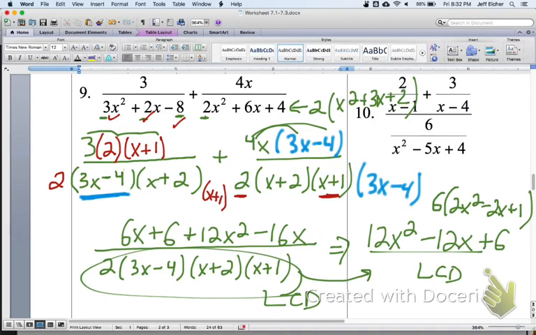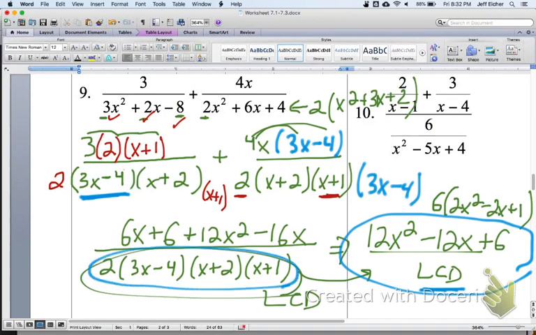And I don't think that trinomial is factorable. So our answer would be this, where this is the lowest common denominator right here. And that was number 9.